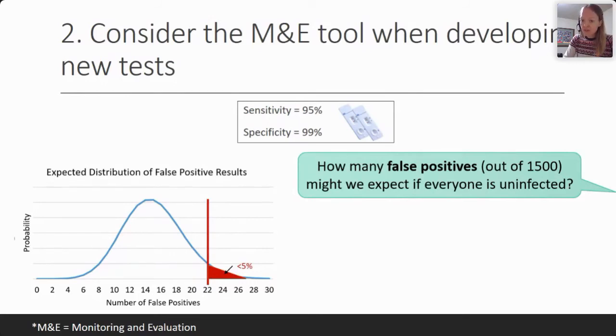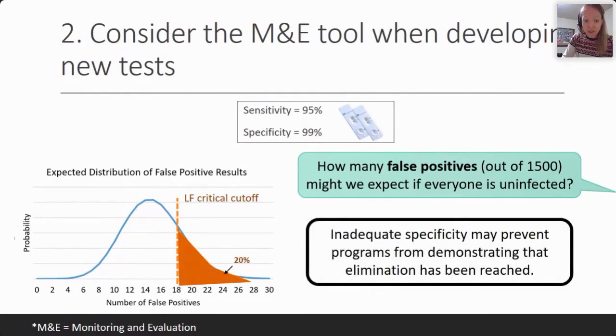So coming back to the lymphatic filariasis analogy, for a sample size of 1,500, the critical cutoff for measuring transmission at a 2% threshold is 18. So even if elimination has been achieved and everybody is truly negative in the population, there is still a 20% chance that you would observe more than 18 positive results by chance alone. So clearly a test that is 99% specific is not sufficient for measuring a 1% or even a 2% threshold with some statistical confidence. And so having inadequate specificity could prevent programs from demonstrating that elimination has been reached.